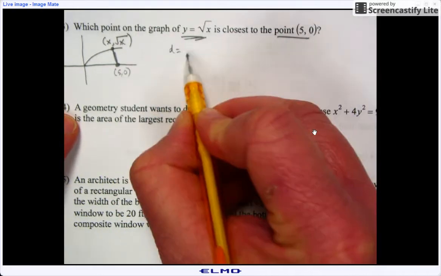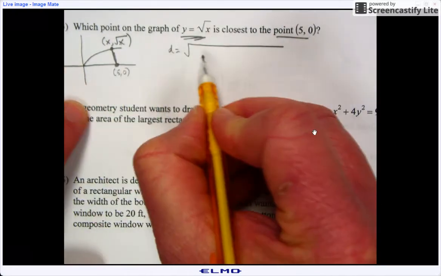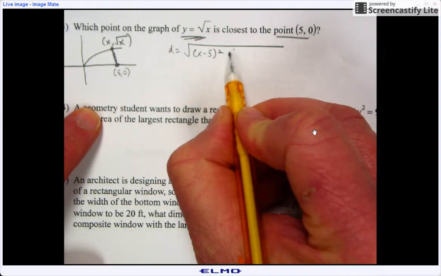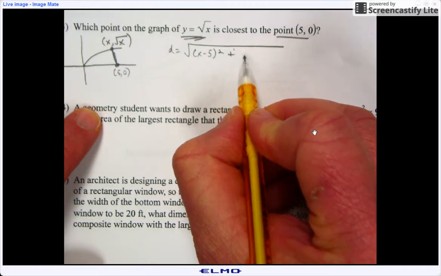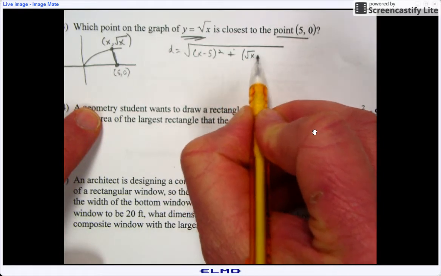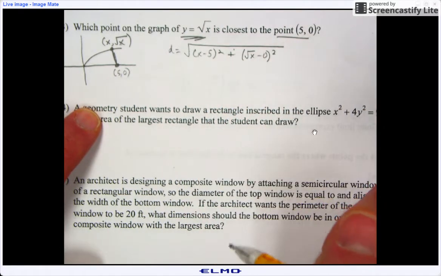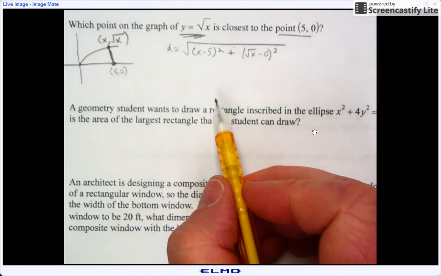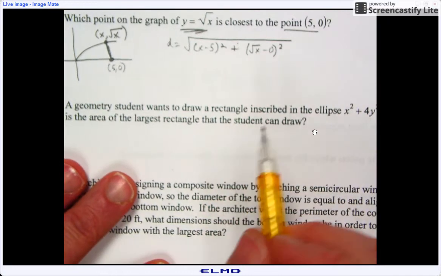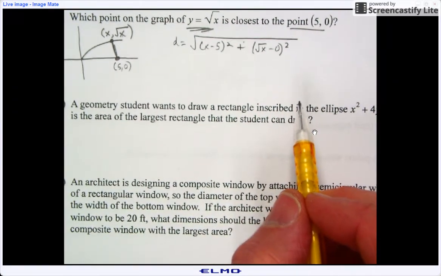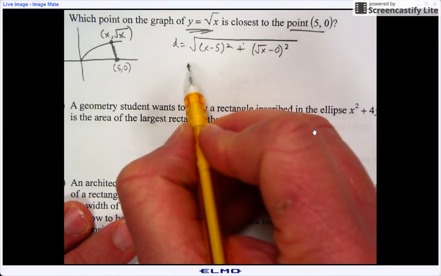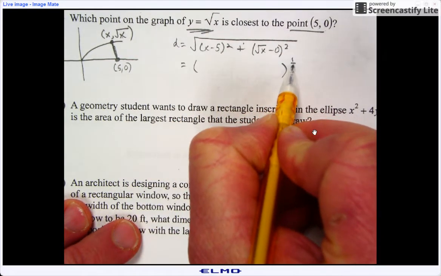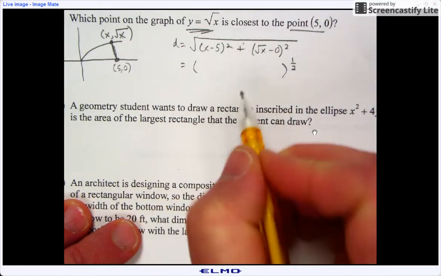So we write an equation, distance formula, x minus x, plus y minus y, just like the regular distance formula, only with letters instead of numbers. And then we got to go about simplifying this. So we're going to be taking the derivative. So I'd write it as a fraction.